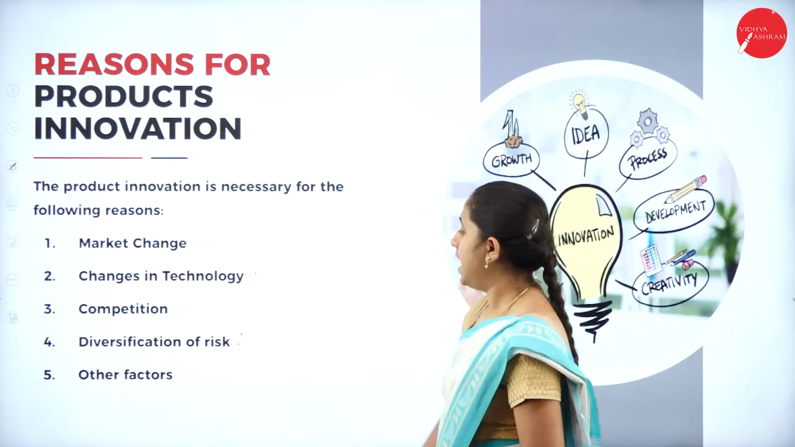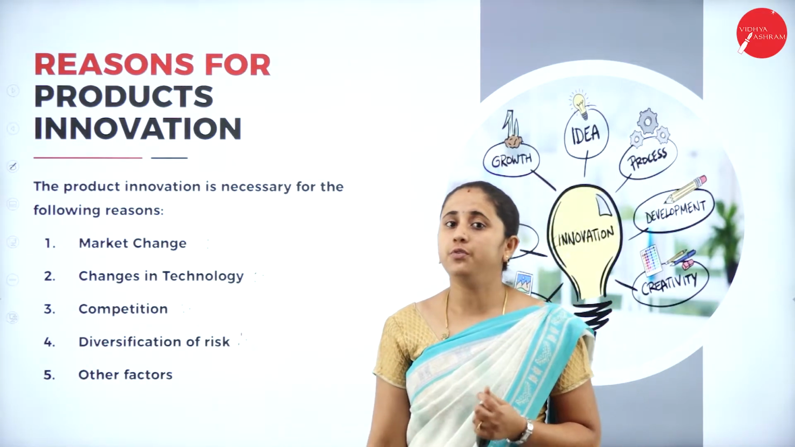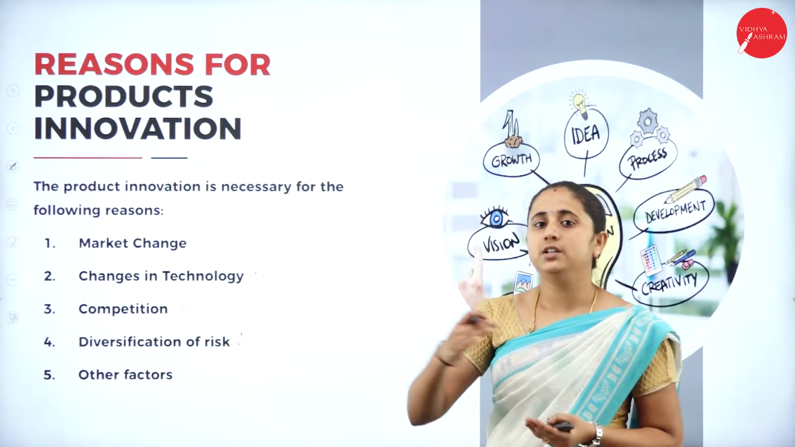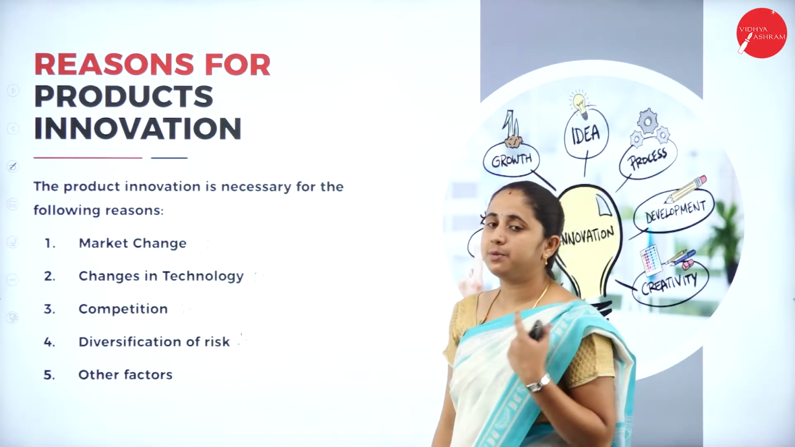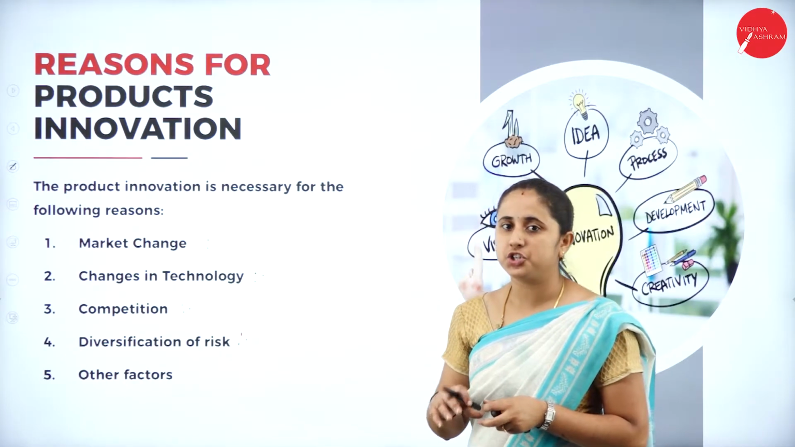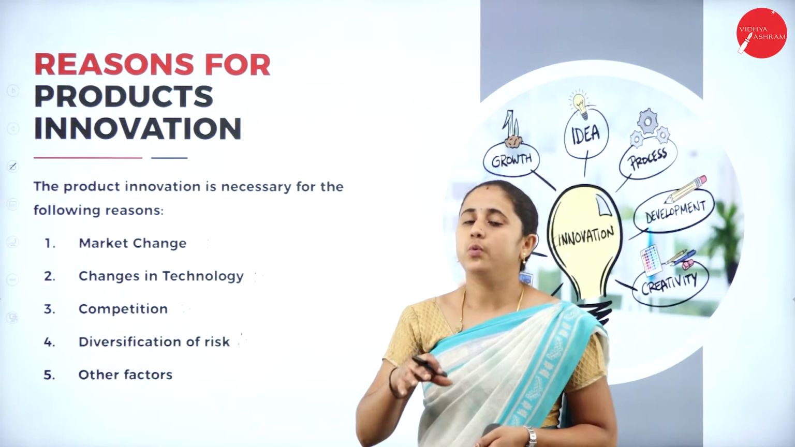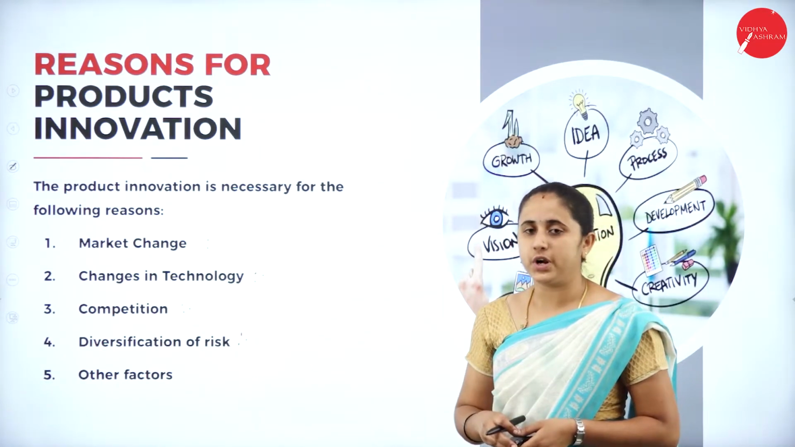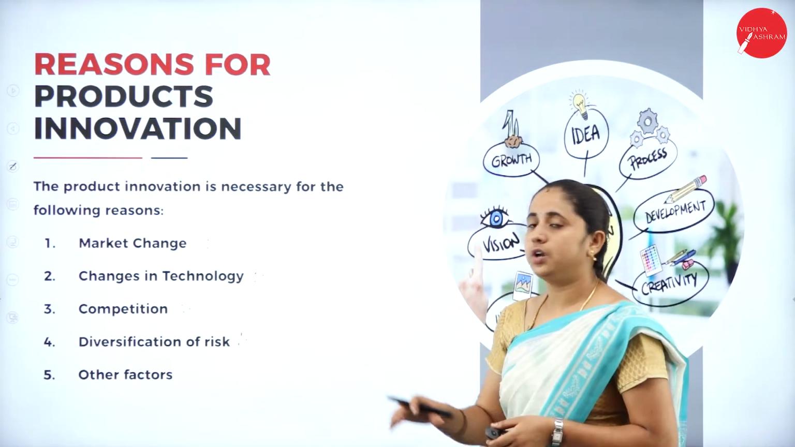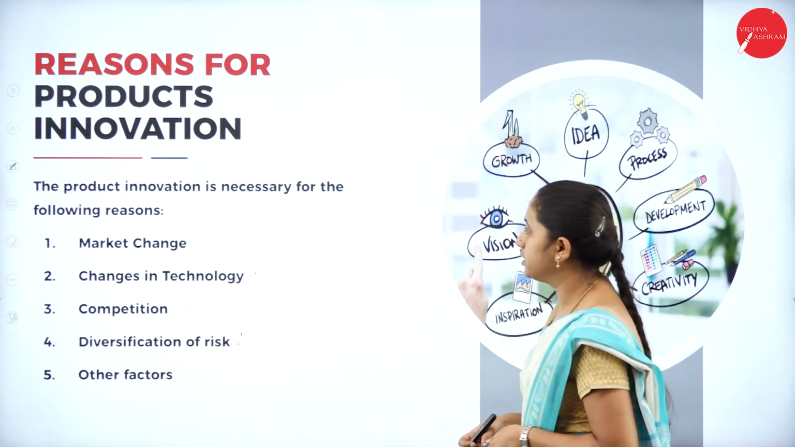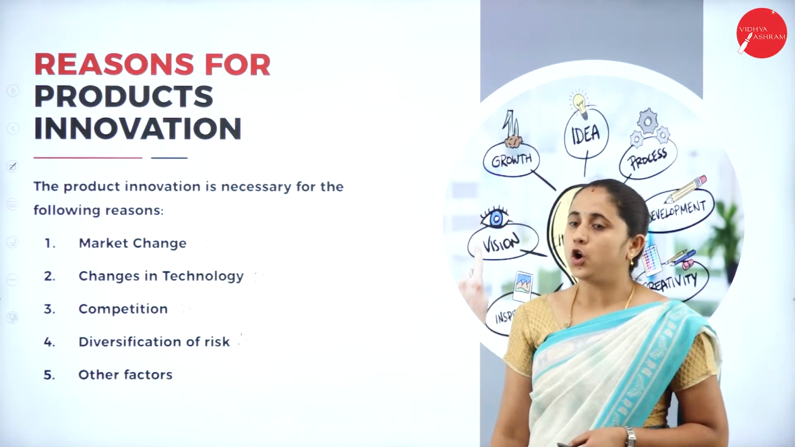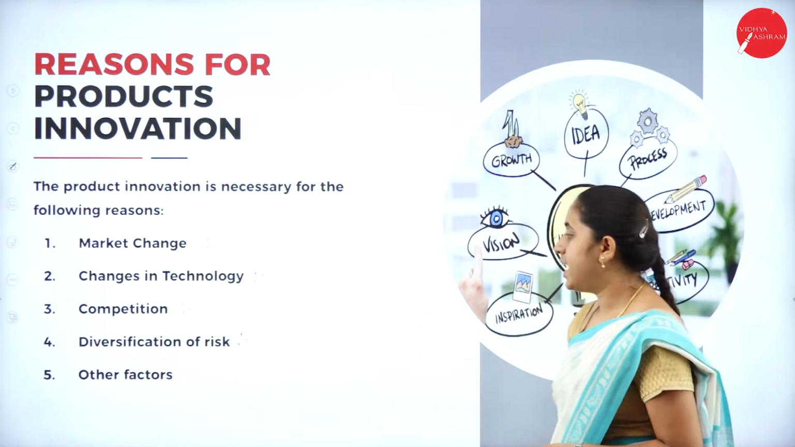Next, other factors. Other factors include maximum utilization of available resources. You need to utilize the available resources at a maximum level, so you are going to introduce a new product. As well, from the waste or scrap of the current production you can produce a new product. You are using waste or scrap for the further new production process. So in order to engage the production plant, or in order to engage all of your business, you can produce a new product. So these are all the reasons for product innovation: market change, changes in technology, competition, diversification of risk and other factors.